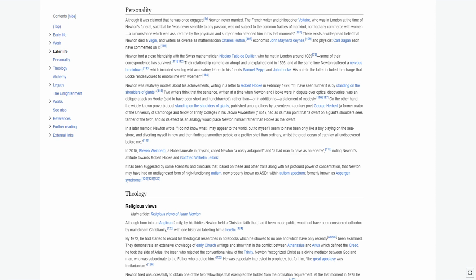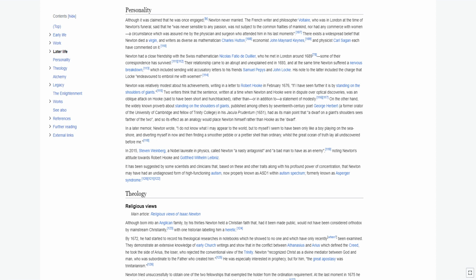The French writer and philosopher Voltaire, who was in London at the time of Newton's funeral, said that he was never sensible to any passion, was not subject to the common frailties of mankind, nor had any commerce with women, a circumstance which was assured me by the physician and surgeon who attended him in his last moments. There exists a widespread belief that Newton died a virgin, and writers as diverse as mathematician Charles Hutton, economist John Maynard Keynes, and physicist Carl Sagan each have commented on it.